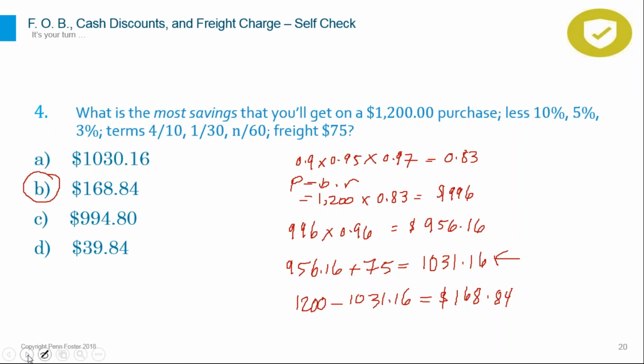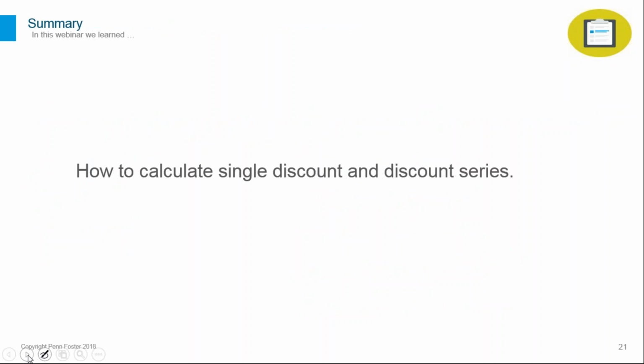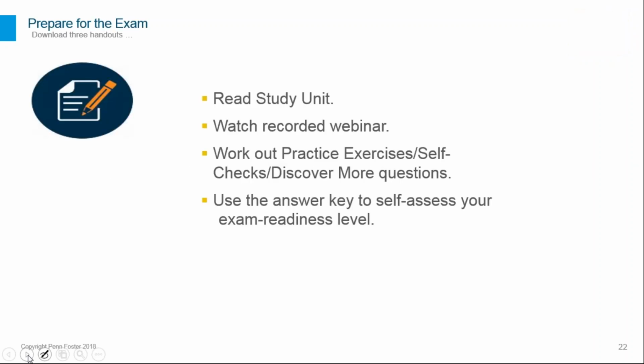That was it with the math part for our presentation. We did calculate the single discount, series of discounts. We also looked at special discounts that business entities would do to purchase merchandise from one another. I hope that everything was clear. You still need to study for the exam. You need to read the study unit or the lesson. You need to maybe rewatch that webinar. You're going to receive the recording.